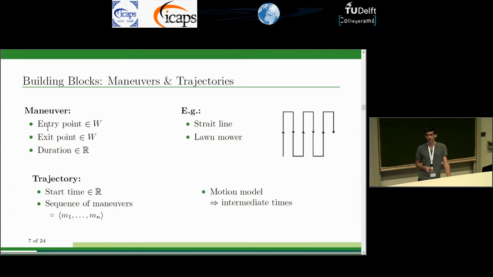Then a trajectory is just a start time and a sequence of maneuvers. And then from your motion model, you can go back and compute all the intermediate times of your maneuvers.